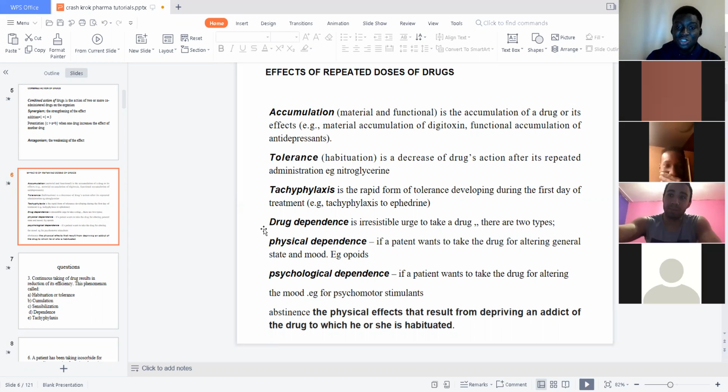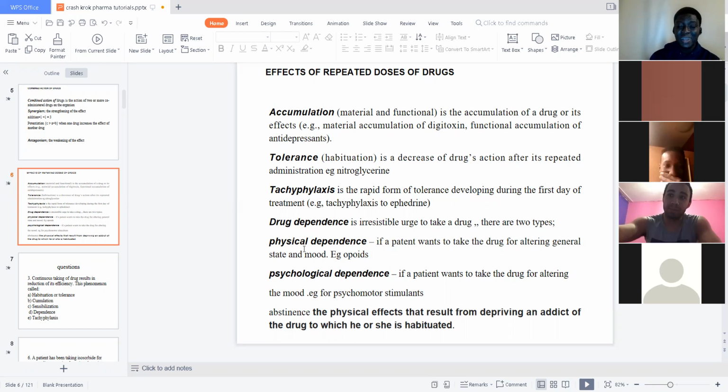Then the next definition is drug dependence. This is an irresistible urge to take a drug. For example, maybe you're addicted to codeine, so you have a strong urge to take the drug. There are two types of dependence, physical and psychological. Physical is for those who have a physical need for the drug, for example, people who have chronic pain, so they need the drug to take away the pain.